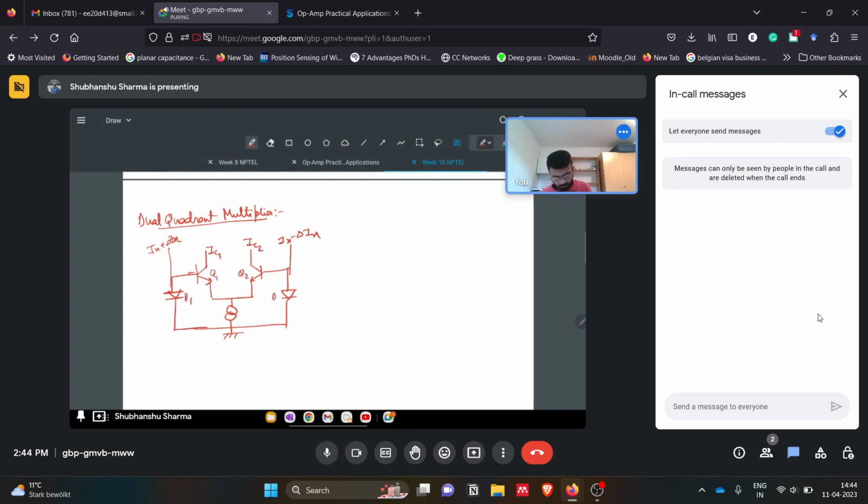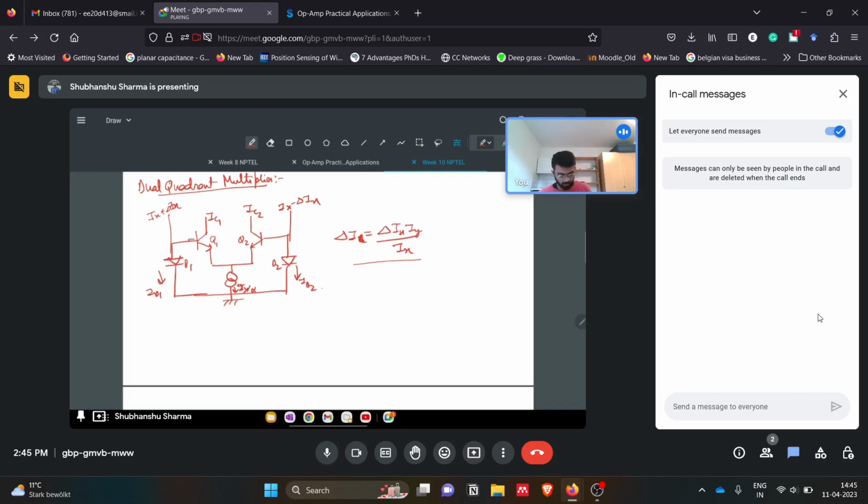This was diode D1, D2. This is ID1, ID2. Okay, this is Iy by alpha. So here, the output relation which we got from this was delta IC, change in the collector current, was change in Iy divided by Ix. So this was linear in nature, and so yeah, this he was able to achieve, but still this was dual quadrant.